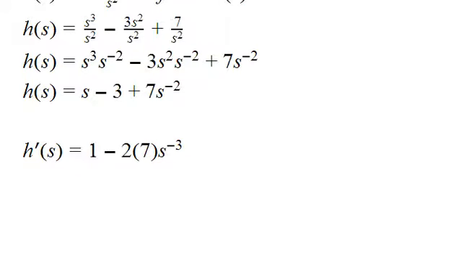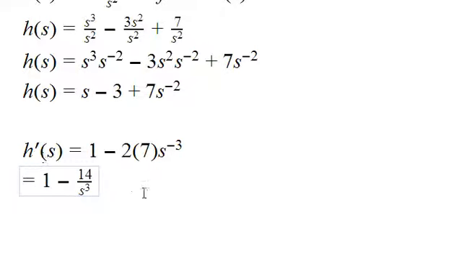And we're going to go through and rewrite this. I'll just say equals 1 minus. Now, we're going to go ahead and write this with positive exponents. So this is s to the negative 3, so that goes down to the denominator, raised to the third power.